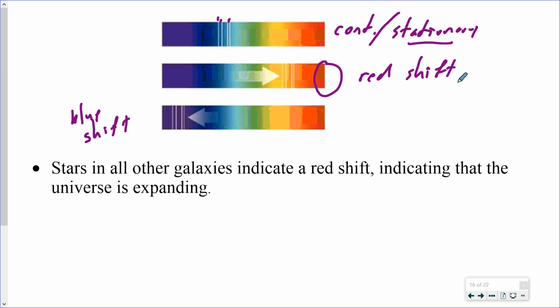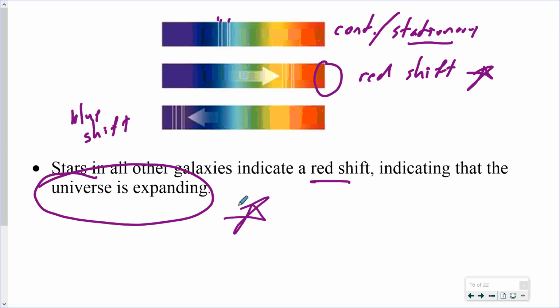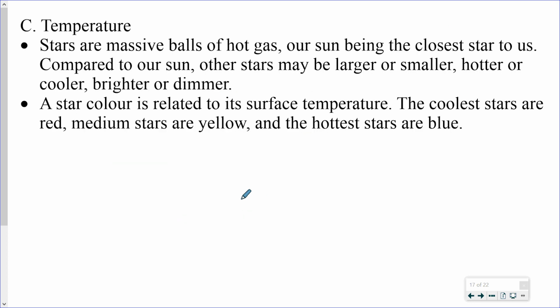So again, what do we see? This is what we see. Stars in other galaxies indicate a red shift. What does that mean? It means our universe is expanding. So it's getting bigger and bigger all the time. And I mentioned right at the start, not only do we now know that it is expanding, but it's expanding at a faster and faster rate all the time.